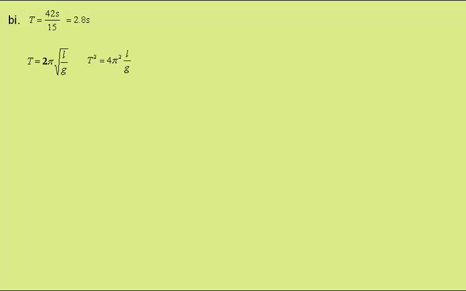Squaring both sides, we get time squared is equal to 4 pi squared L over g. Rearranging for length, we get this expression, and we can then put in the values, the time period found previously, and the gravitational field strength from the formula sheet, gives a length of the chains of 1.9 meters.